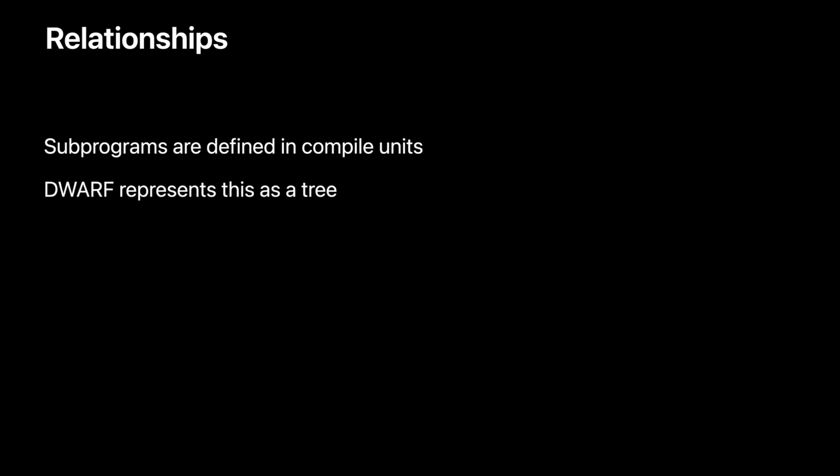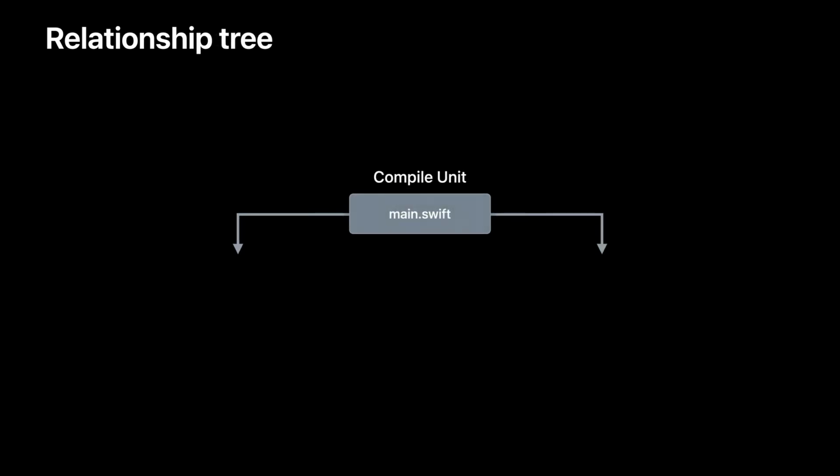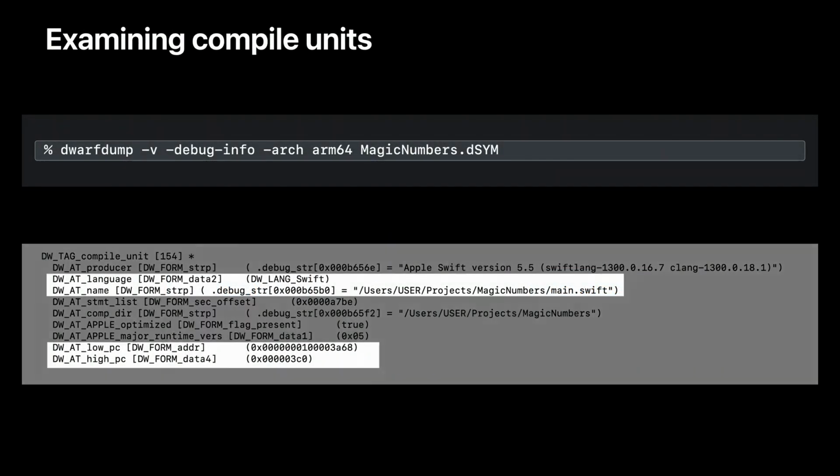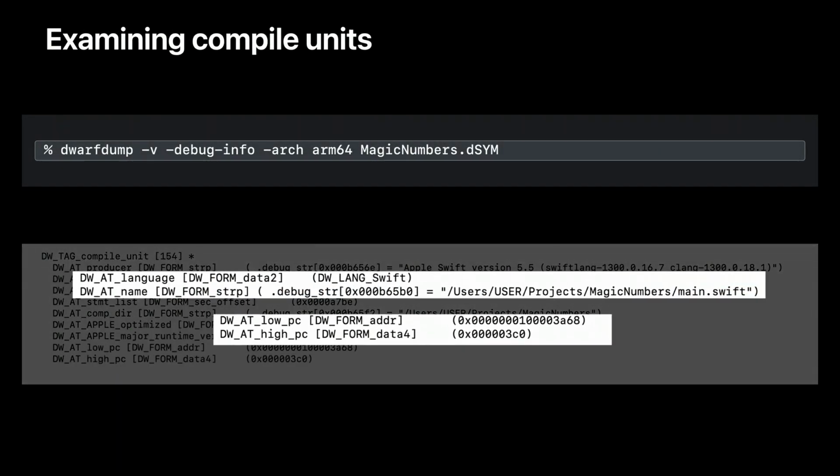Dwarf represents this with a tree. The compile unit is at the root of the tree, and it has subprogram entries as children. The children are searchable by following their address ranges. We can examine these in more detail with the dwarf dump command.